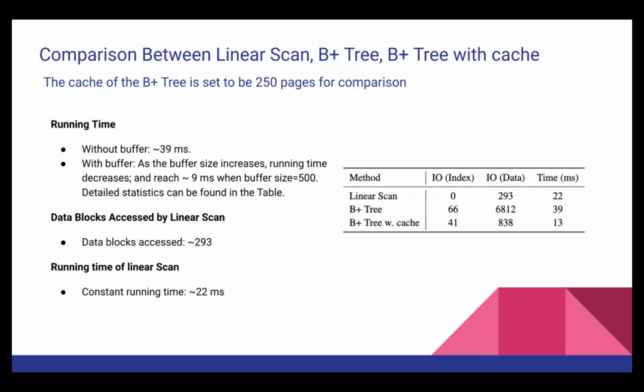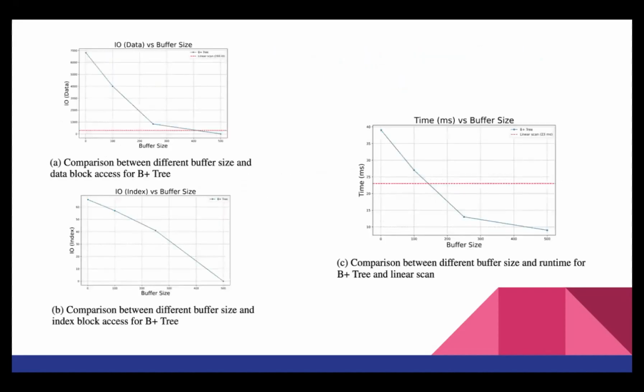The number of data blocks accessed by a brute force linear scan is constant at 293. The running time for a linear scan is constant, taking approximately 22 milliseconds. A detailed comparison can be found in the figure. Figure A shows the comparison between different buffer sizes and data block access for the B+ tree. Figure B shows the comparison between different buffer sizes and index block access for the B+ tree. Figure C shows the comparison between different buffer sizes and runtime for the B+ tree and linear scan.